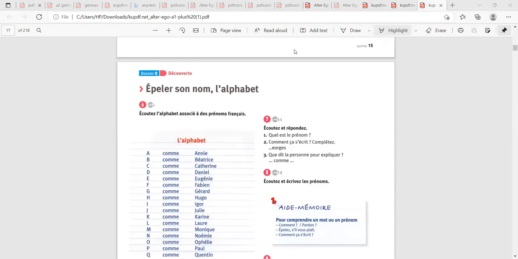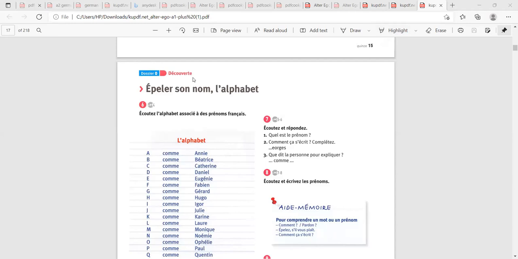Now we are in Dossier Zero. Repeat after me: Dossier Zero. Dossier basically we use for file. File. Dossier Zero. Repeat after me. Dossier Zero. Zero, we have zero.